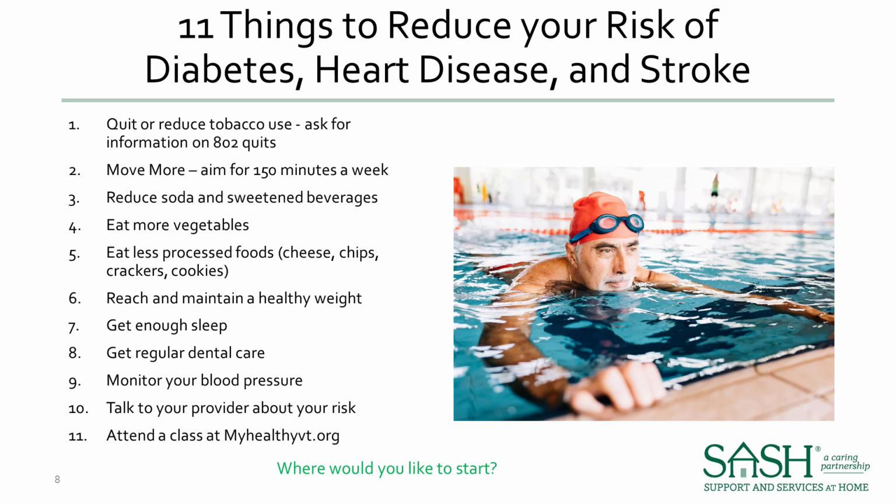There are 11 things you can do to reduce your risk of diabetes, heart disease, and stroke. You can quit or reduce tobacco use. Please ask for information on 802 Quits, which provides support as well as nicotine replacement therapy. Move more. Aim for that 150 minutes a week or 20 to 30 minutes a day. Reduce soda and sweetened beverage intake, and this does include most fruit juices.